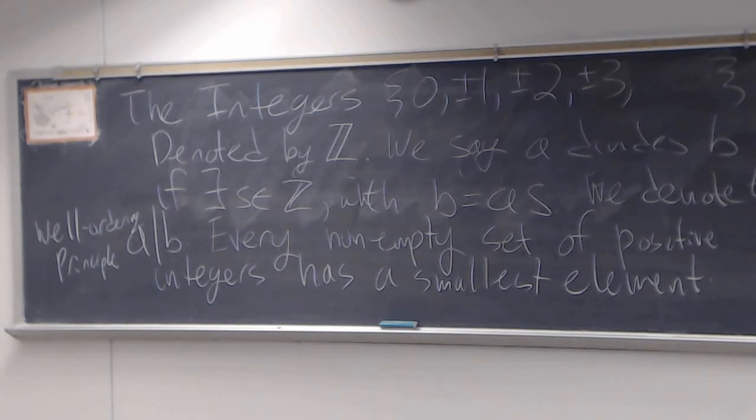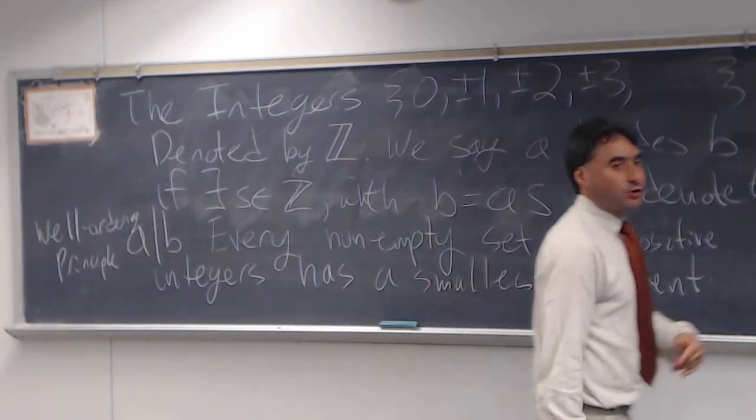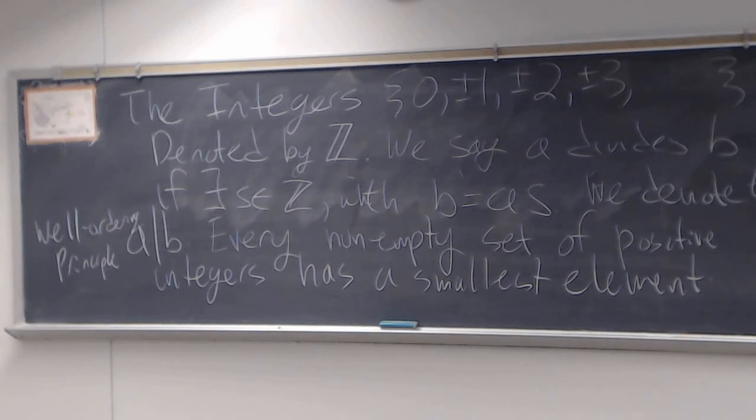And one fundamental axiom of the integers is the well-ordering principle. That says every non-empty set of positive integers has a smallest element. Again, this does not apply to all the integers, as evidenced by if you look at all the integers, there is no smallest integer. But there is a smallest positive integer, 1. 1 is the smallest positive integer.